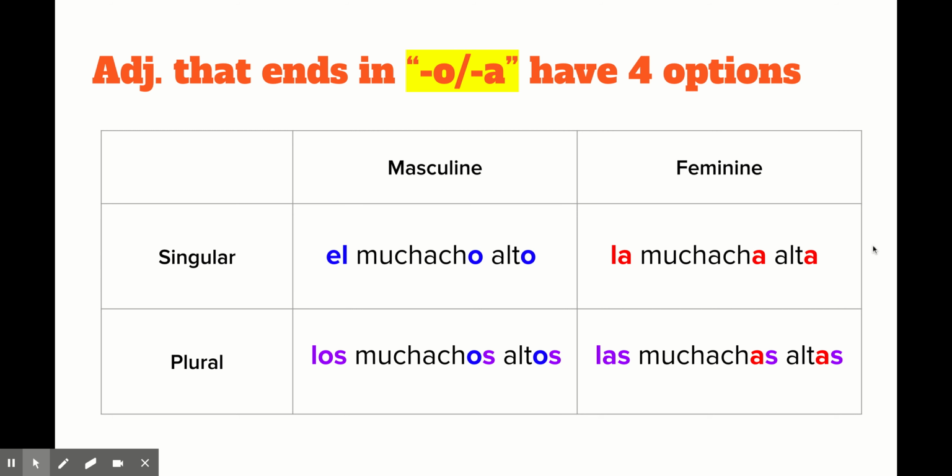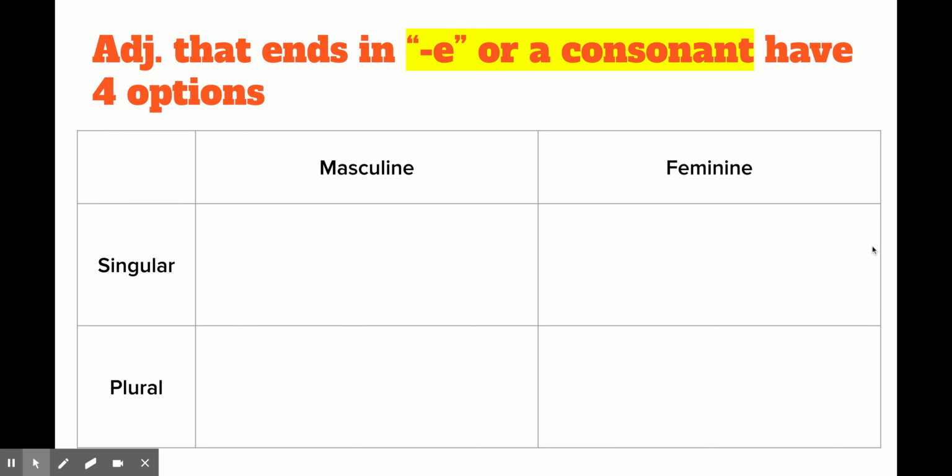The next group that we have is the adjectives that end with E or a consonant. In case you forgot, a consonant is all of those letters in the alphabet, excluding the vowels. Okay, so every letter except A, E, I, O, or U, but including the E in this case. So let's take a look at some examples.